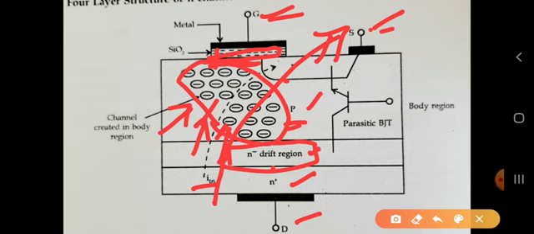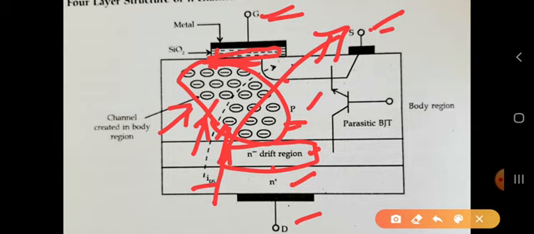Now you can see here also electrons in the circle. Again in the N minus there are a number of electrons, again in the N plus there are a number of electrons, and obviously at the N plus at the top, which is connected to the source, again electrons are there. One line or one channel of electrons is created.